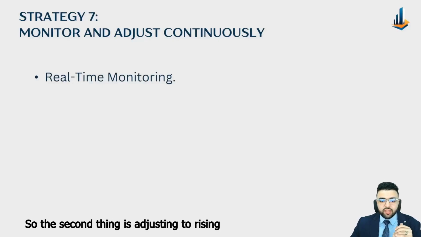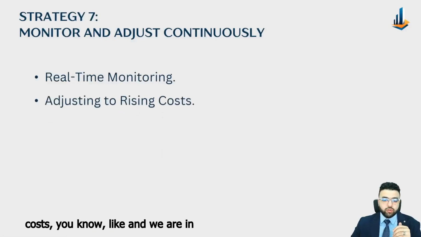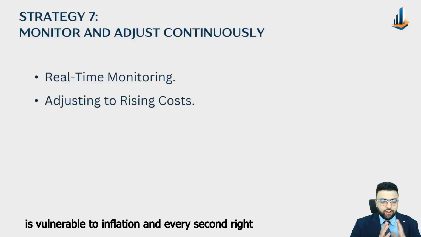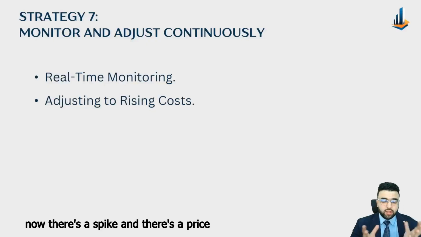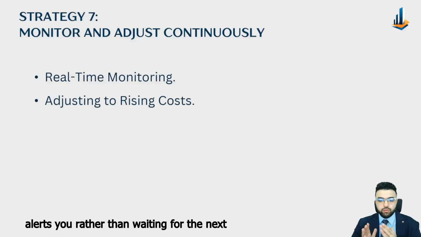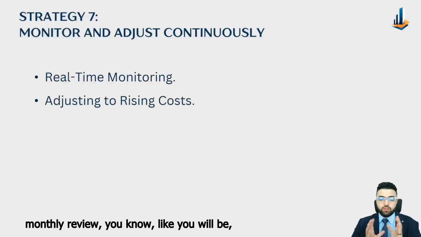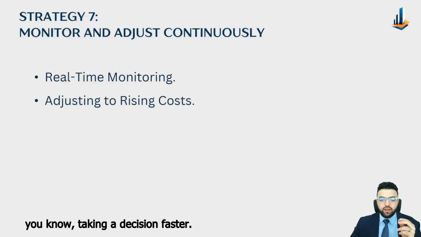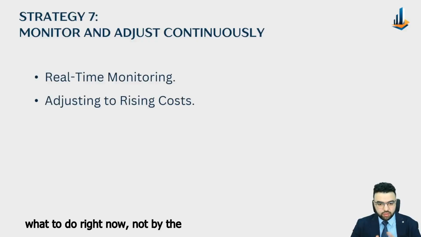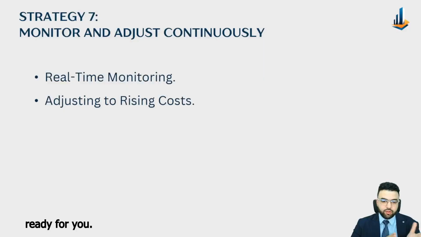All right. So the second thing is adjusting to rising costs. We are in a market that is vulnerable to inflation, and every second right now there's a spike, and there's a price hike that happens. So when you have a dashboard that can immediately alert you, rather than waiting for the next monthly review, you will be taking decisions faster. You will be ahead of the curve. You will be more competitive because you know what to do right now, not by the end of the month when the report is ready for you.